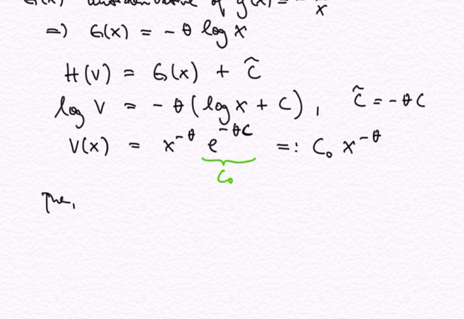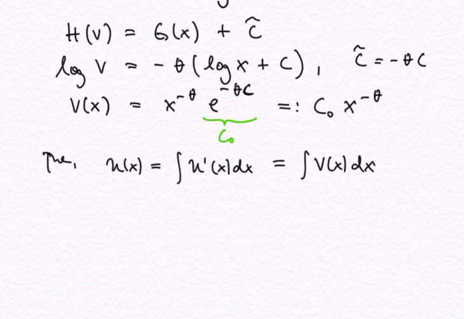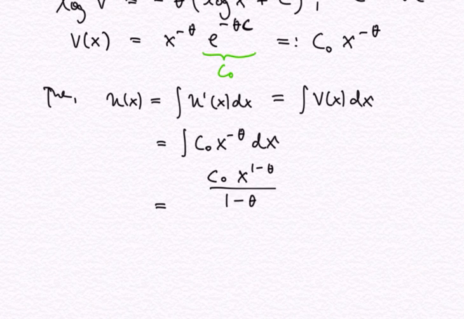Then u of x is the integral over u prime of x with respect to x, of course, which is the integral over v of x with respect to x, which was our substitution, which is the integral over c naught x to the minus theta dx. Okay, so I have to distinguish two cases. Theta equal to 1, where I have c over x, and theta not equal to 1, where I get a different antiderivative. So let's start with the case theta not equal to 1 first. So c naught is just a coefficient, and then I get x to the 1 minus theta divided by 1 minus theta as the antiderivative, or the evaluated integral here, plus a second constant c1. This would be for the case theta is not equal to 1.